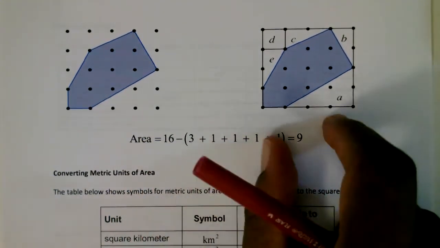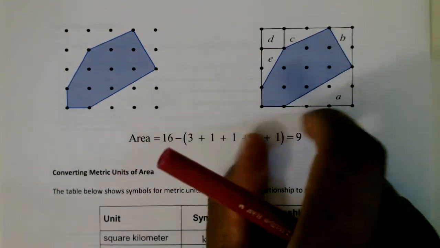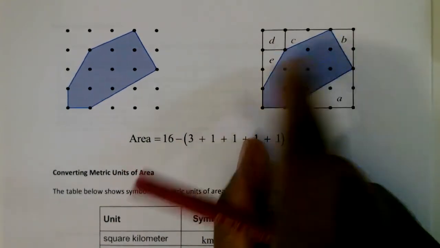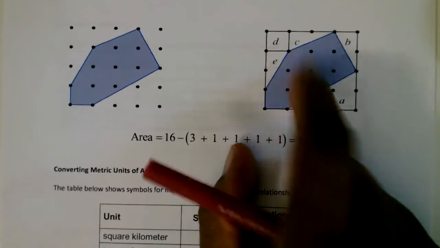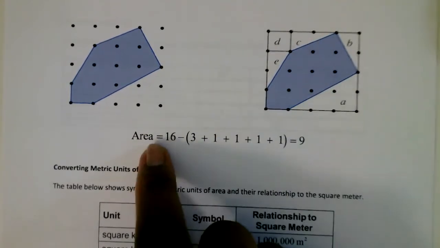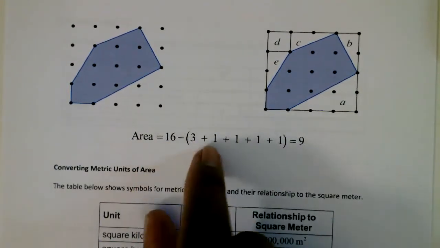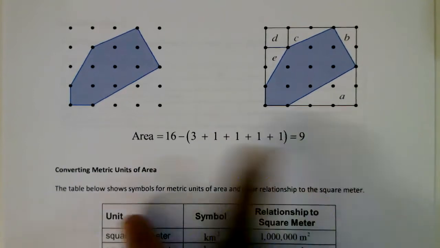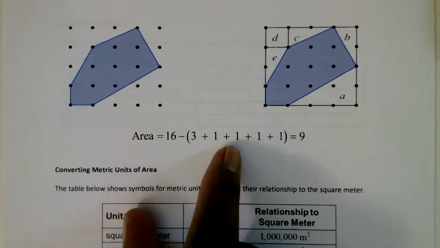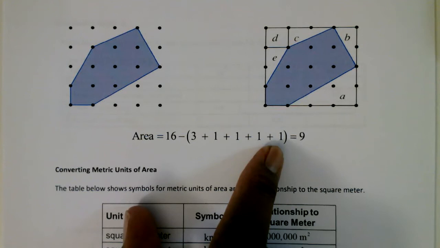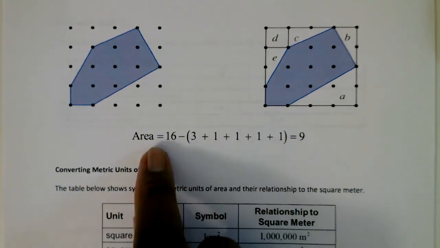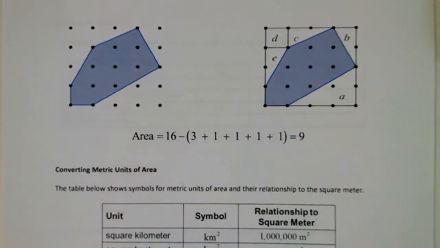When we drew the rectangle, there are 4 going across by 4 going down, that would be 16. And then we subtract off those unshaded areas, like 3, 1, 1, 1, and 1. That adds up to 7. 16 minus 7 would give you 9. So the area of that figure would be 9.